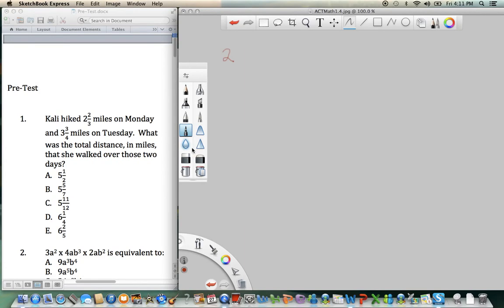Callie hiked 2 2/3 miles on Monday and 3 3/4 miles on Tuesday. What was the total distance in miles that she walked over those 2 days? As you can see, this is a problem where we're adding two fractions, 2 2/3 plus 3 3/4.